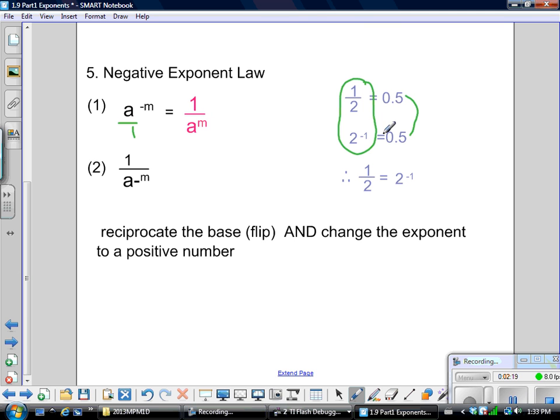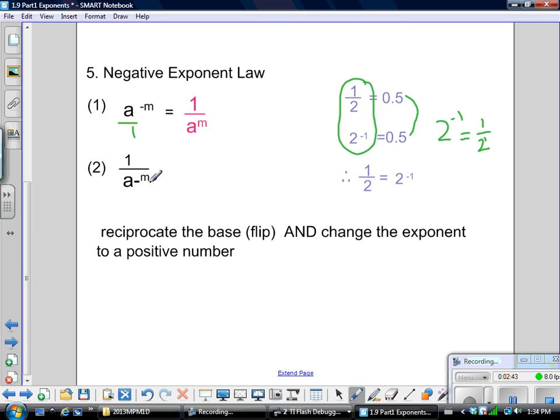Now let's take a look at this question here. If I follow it, 2 to the negative 1 should be, I should be able to flip the 2, so it'd be 1/2 to the positive power of 1. Well, guess what? It does work. Now, sometimes you'll see this exponent law the other way.